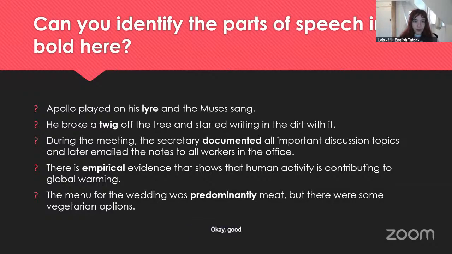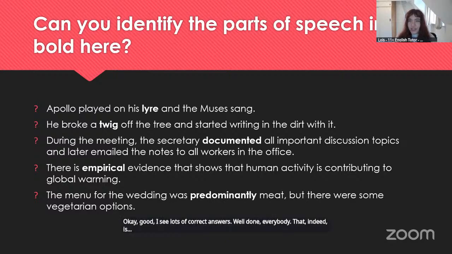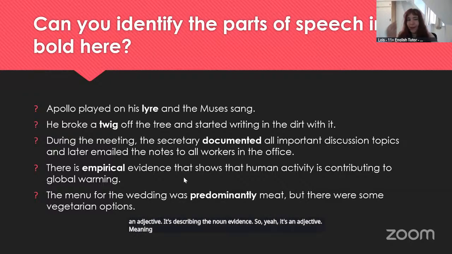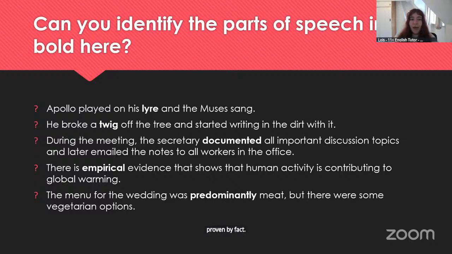Okay, good. I see lots of correct answers. Well done, everybody. That indeed is an adjective. It's describing the noun evidence. So, yeah, it's an adjective, meaning empirical means to be based in fact, proven by fact, or proven by research. Right, one more.